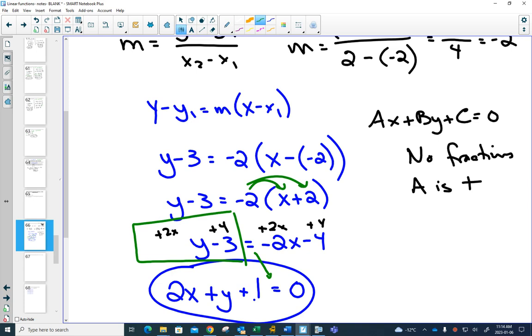So I would have a 2x, I have the y, and I have a plus 4 and a -3, which are like terms. It's plus 1. And everything on this side now would be 0. Does that make sense?